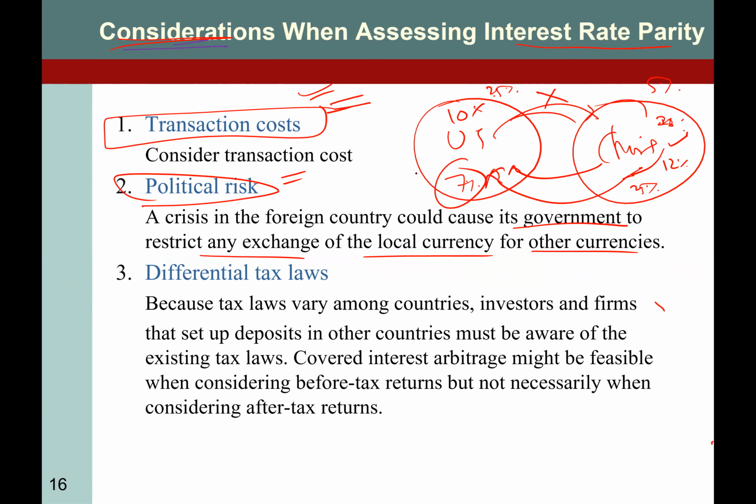Rather than earning 12%, you pay a transaction cost of 5%. So you must consider the transaction cost as well. The third one is different tax laws.